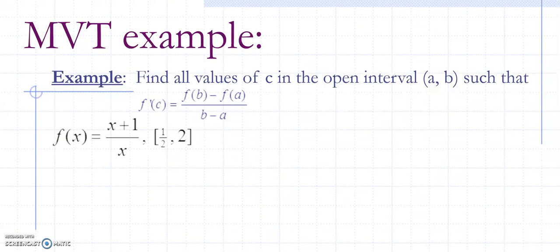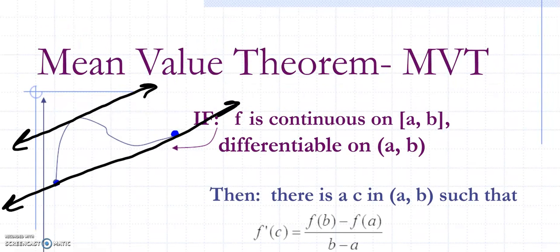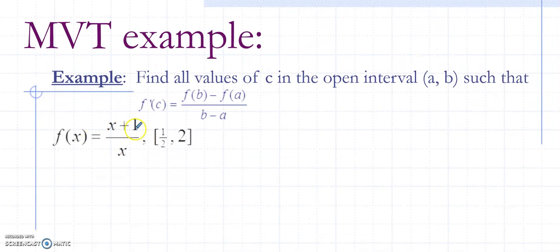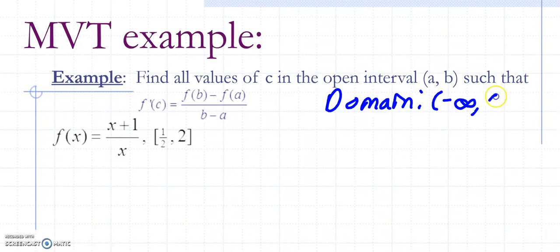So find all the values of c in the open interval (a, b) such that f prime of c is f of b minus f of a over b minus a. So here's our interval. And so we want to find values of c that will make this true. First, we need to actually make sure, okay, are we meeting our requirements of the mean value theorem? So if I think about this function, f of x equals x plus 1 over x, what is the domain of that function? Well, the domain is negative infinity to 0 and 0 to infinity.